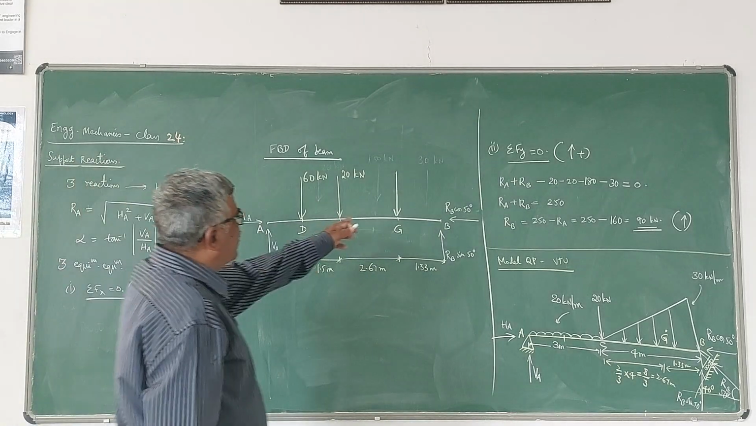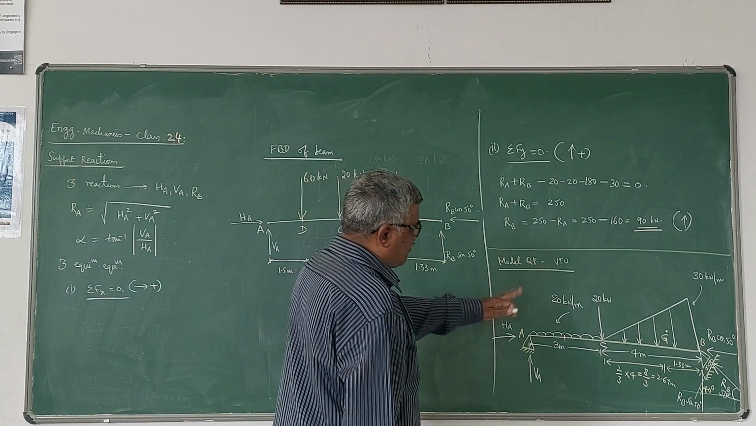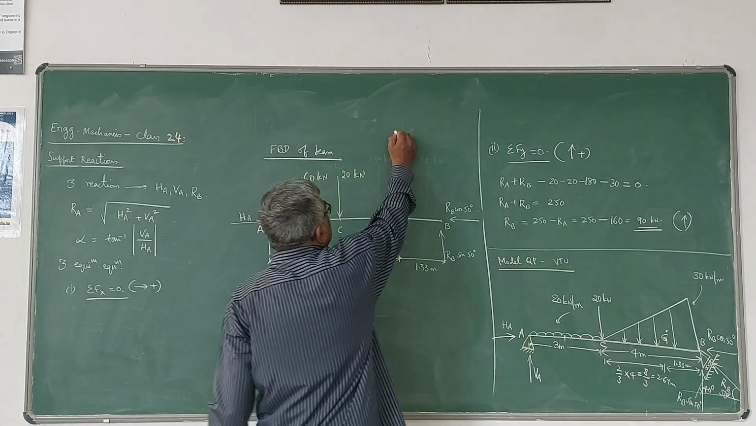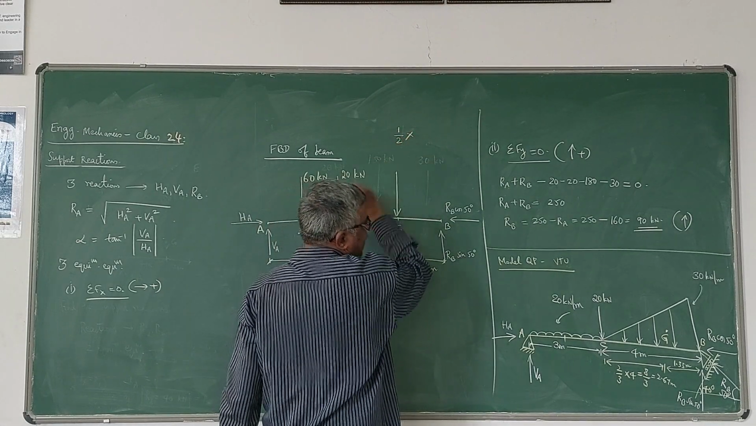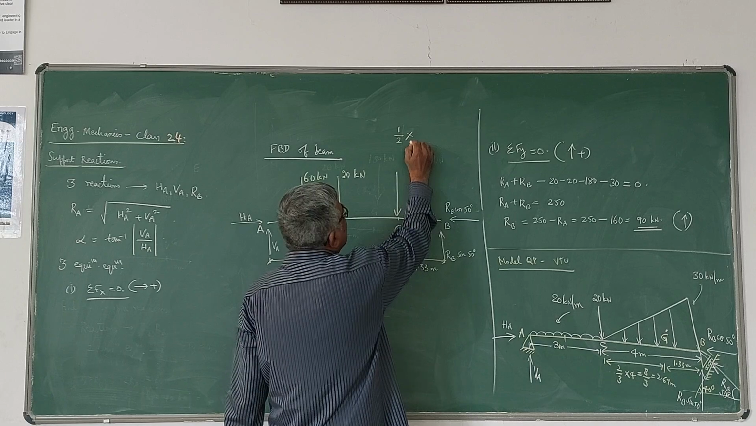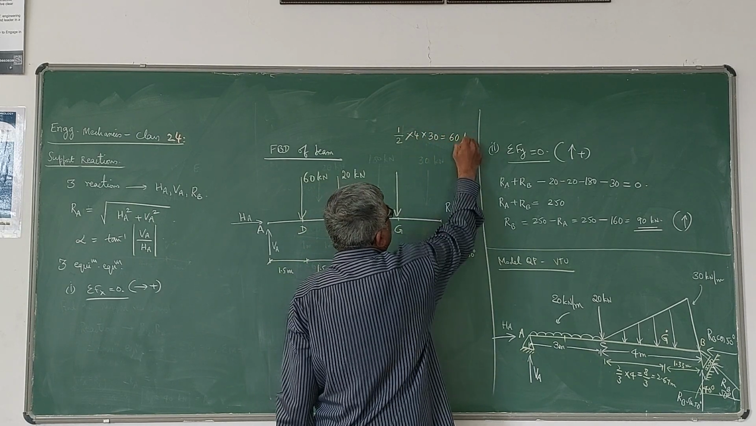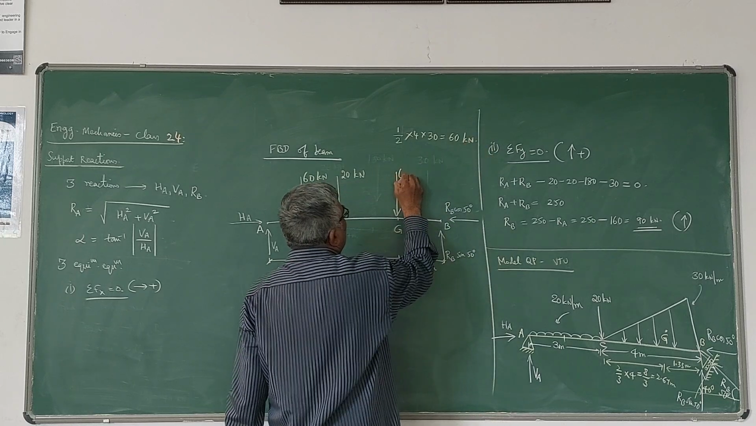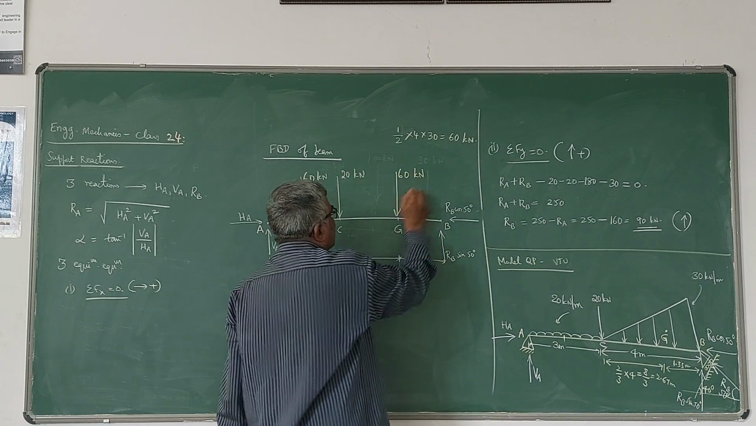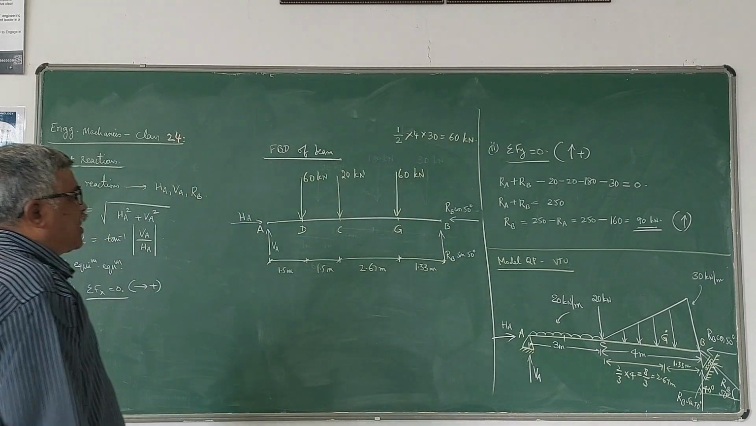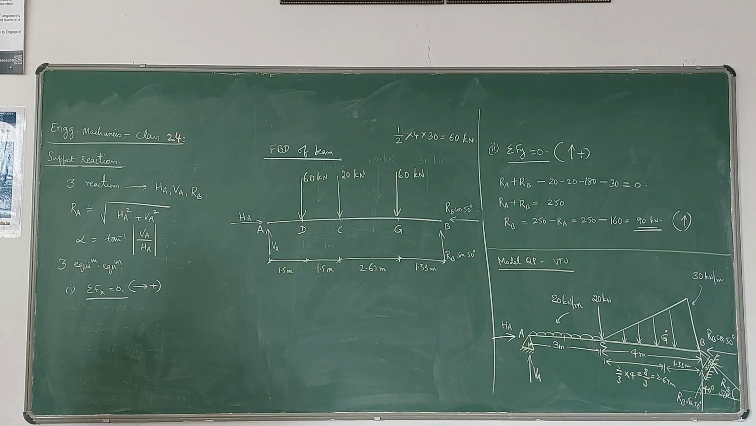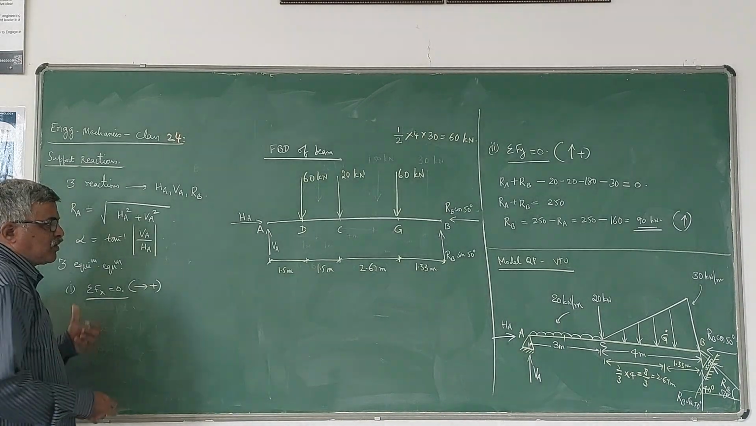Now this equivalent point load will be the area of the triangle, which is half into base into height, half into 4 into 30, which comes out to be 60 kN. So the equivalent concentrated load is 60 kN. Now this is the free body diagram of the beam. Now let me apply the three equations one by one.